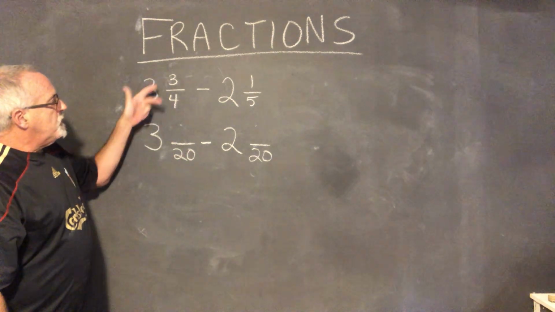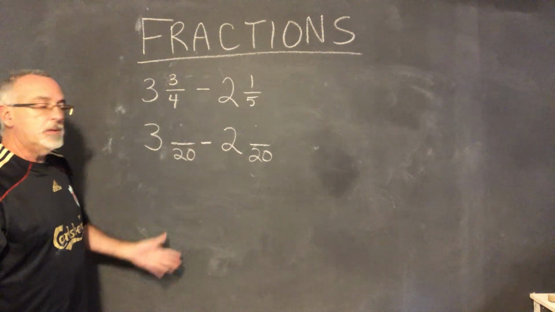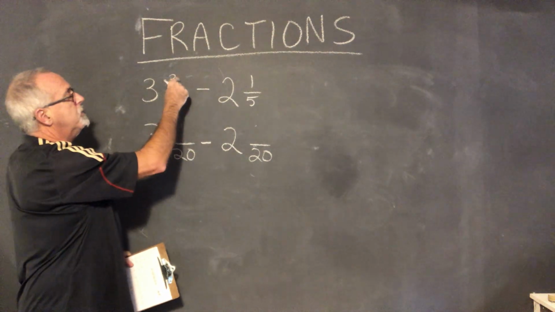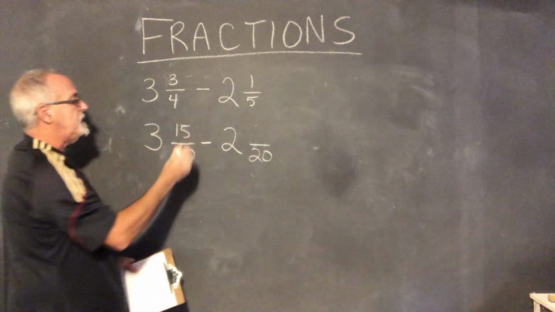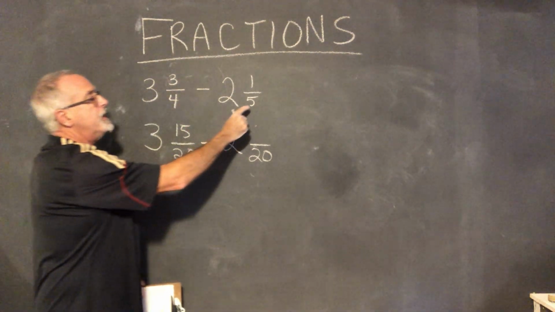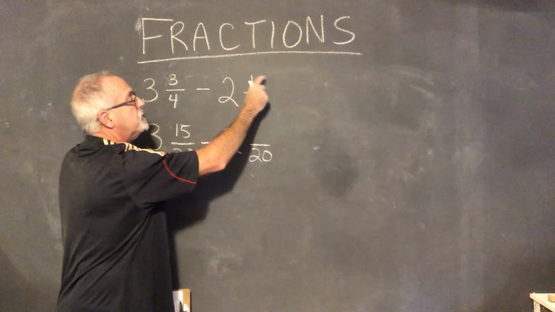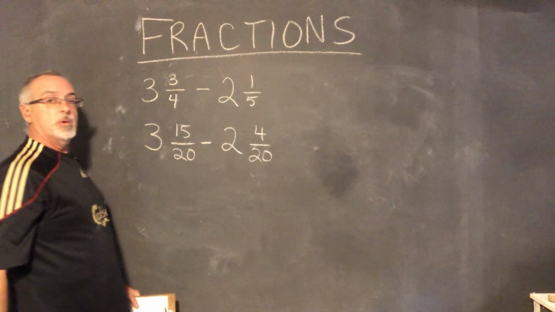We're expanding 3/4 so that it's a fraction over 20. How do I get 4 to turn into 20? I multiply it by 5. So therefore I would multiply the 3 by 5 and I get 15. Yes, 15/20 is equivalent to 3/4. I get 5 to turn into 20 by multiplying it by 4, so I have to multiply the 1 by 4 and I get 4/20.